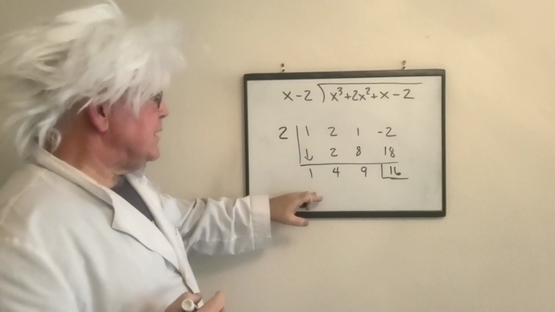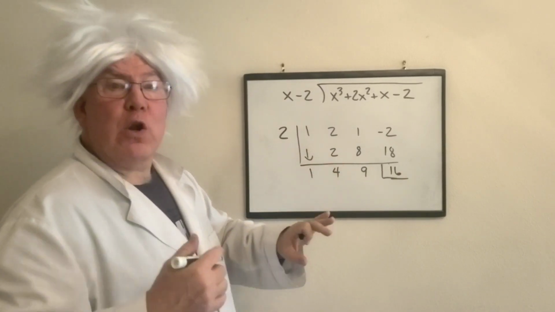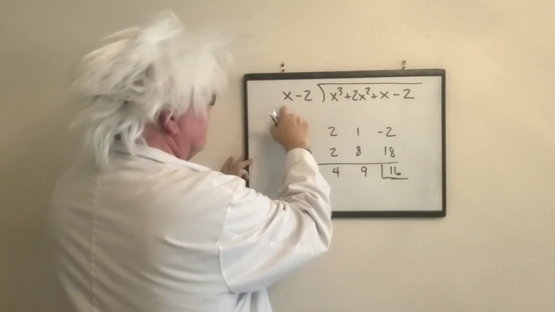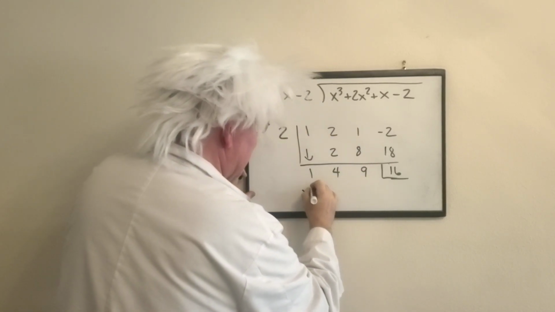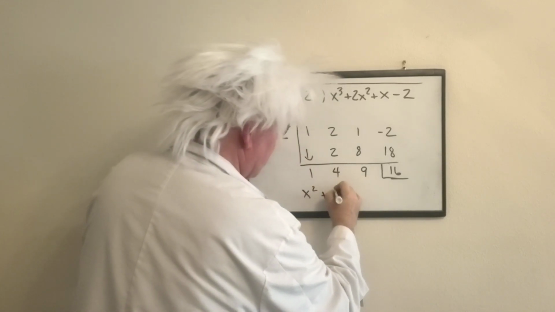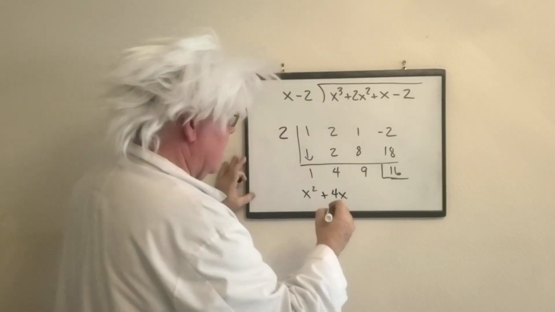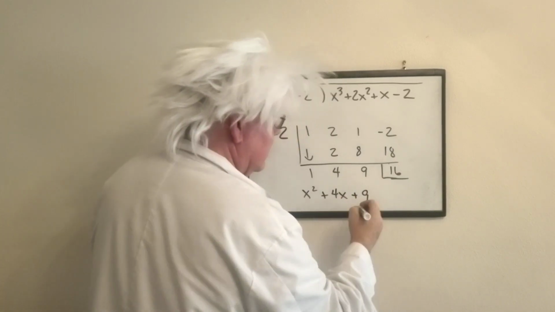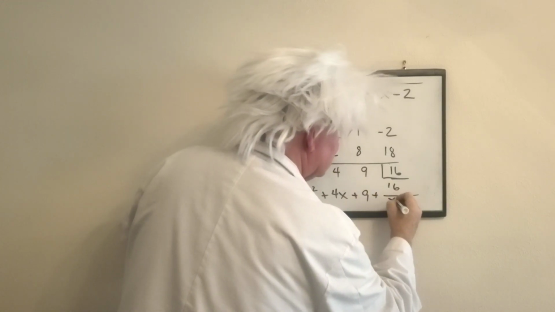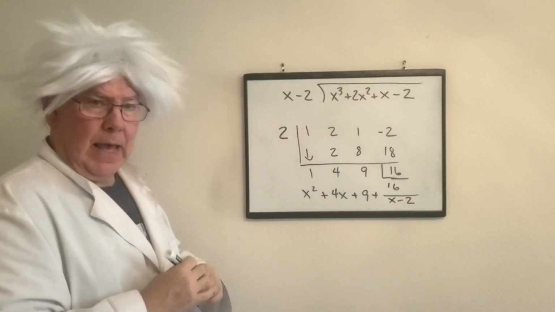Now, these are our coefficients in front of our new polynomial. So, instead of it being x cubed, since we divided by x, this is going to be 1x squared. So that's where the 1 comes from. That's a plus 4x, okay, plus 9 plus 16 over x minus 2. Okay?